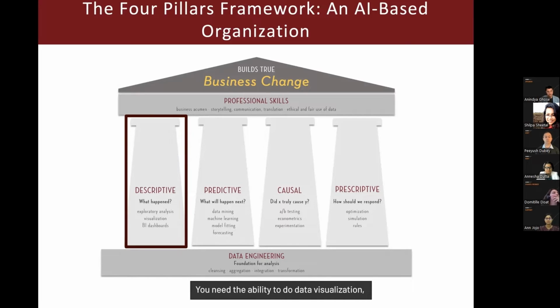You need the ability to do data visualization, or maybe the ability to interpret dashboards from business intelligence. Basically, you need exploratory analysis. The second pillar is predictive. Predictive is answering the question, what will happen next? The third pillar is causal. Causal helps understand the question, why did something happen? And then the last one is prescriptive, and that means what should we do next?